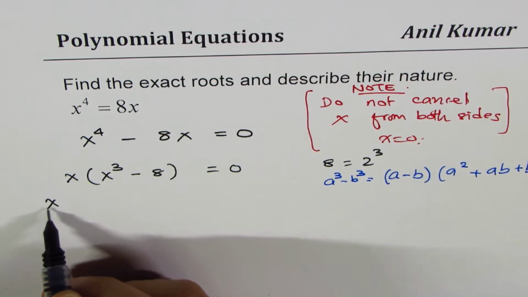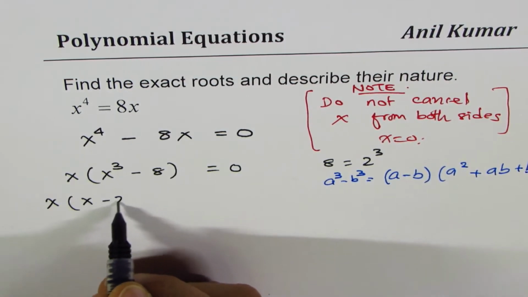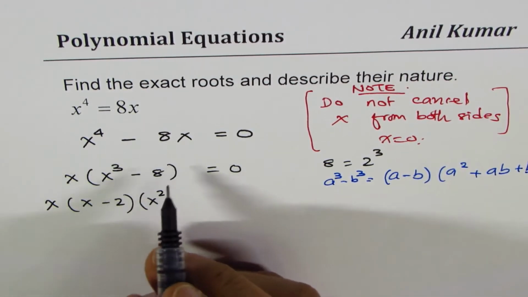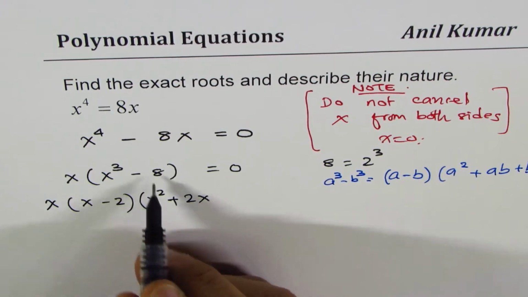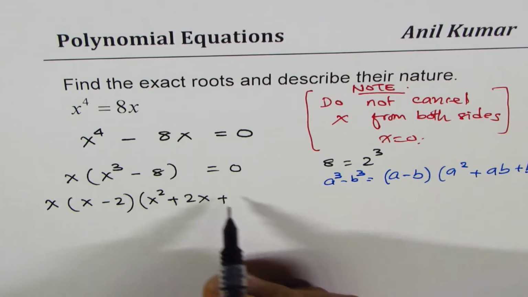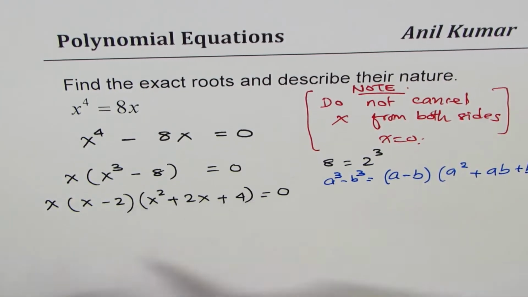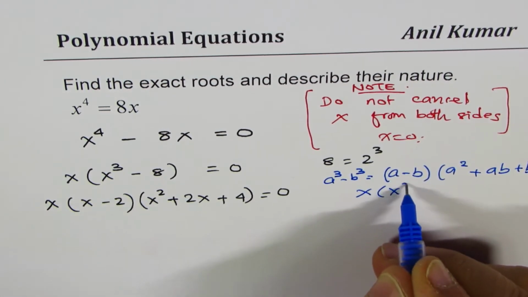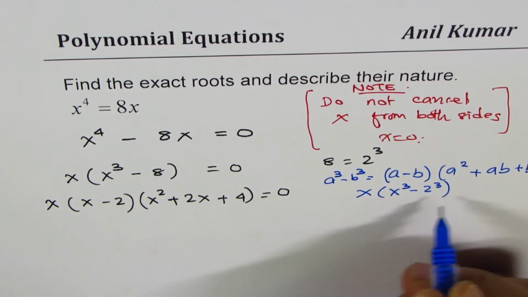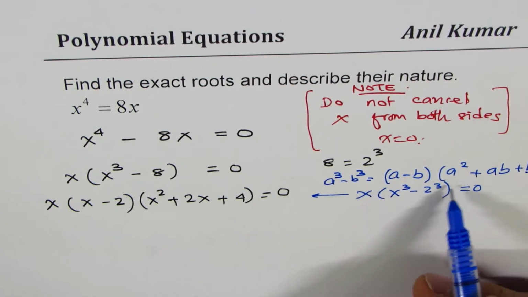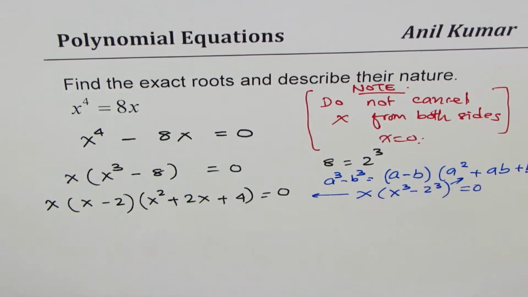So we get here x times x minus 2 times x squared plus 2x plus 2 squared, which is 4, equals 0. This is because we have written the equation as x cubed minus 2 cubed equals 0. Do you see that? So we wrote 8 as 2 cubed and applied this formula and got the result.